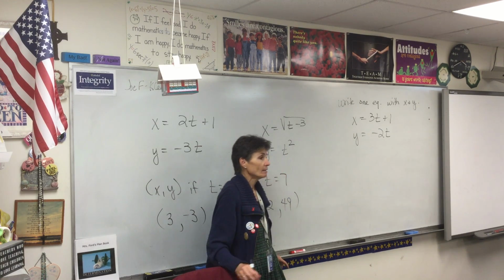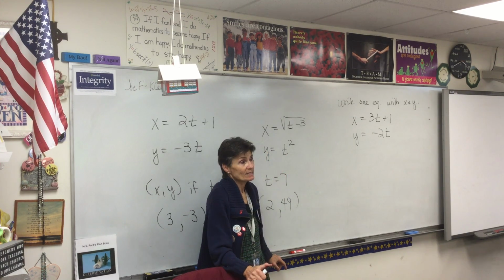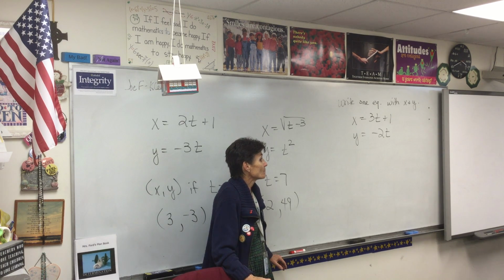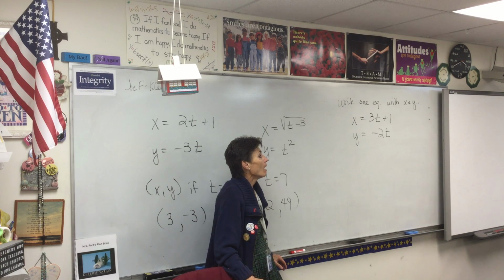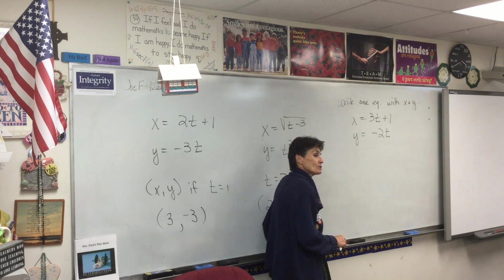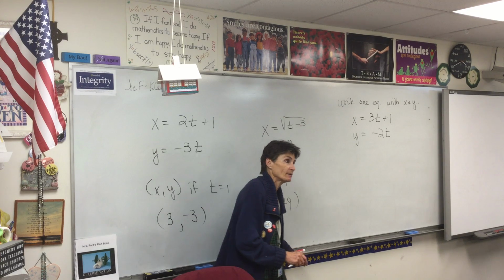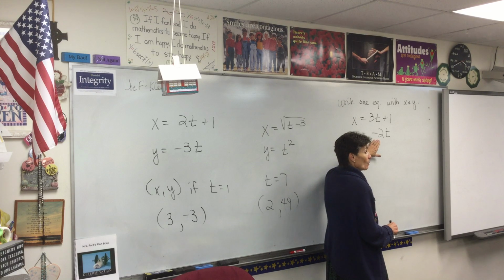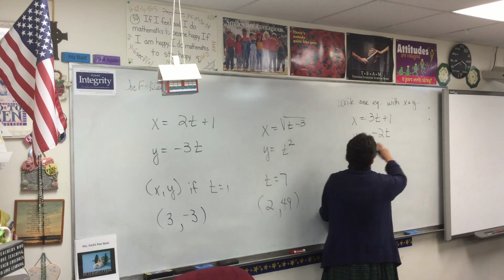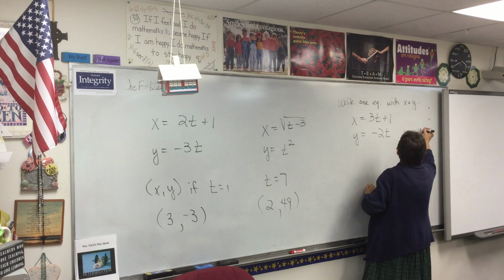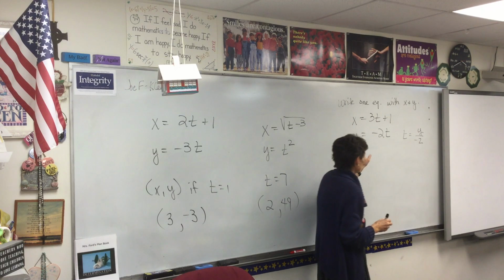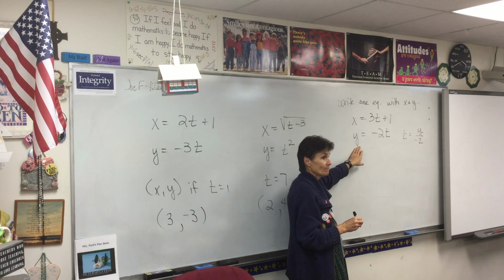Anybody have an idea on how I might get rid of the t's? That's basically what I want to do. Isabel? Would you set t equal to something for... She says, what about using good old-fashioned substitution? If we, for example, right here in this second equation, she said, what if we divided by -2? So t would be y over -2. Does that make sense to you in that bottom equation?